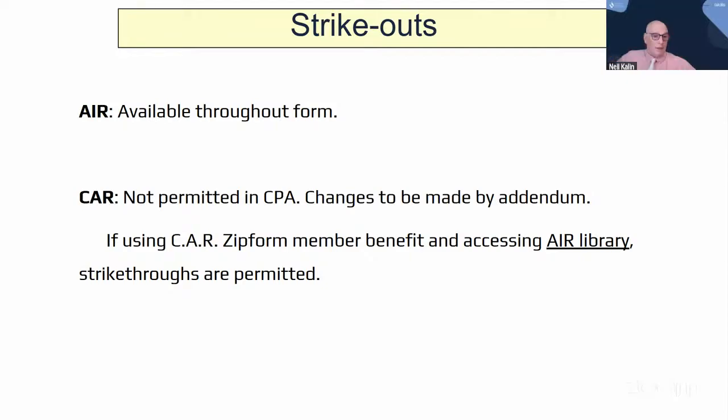Neil? Yeah, great. So CAR, again, using the member benefit program, which is zipForm, does not allow changes in the CAR form itself. So that's not just the residential purchase agreement, the commercial purchase agreement, or any of the other forms in the large library of CAR forms. Changes need to be made by addendum. But if you are using the AIR library that you could separately purchase as a separate library through zipForm, then you are allowed to make the same strike throughs and changes that you are permitted to if you go direct to the AIR library.